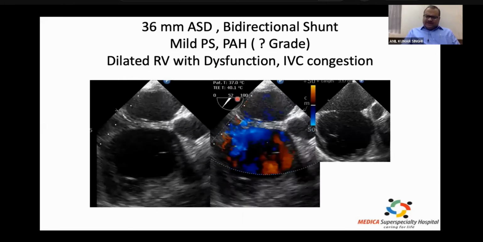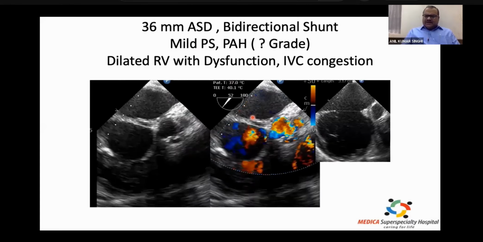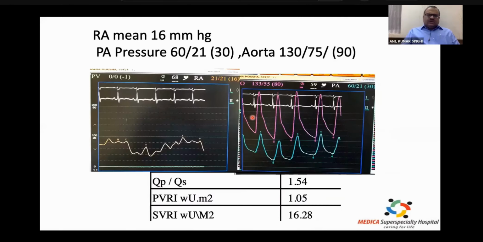We wanted to interrogate the same in cardiac catheterization. So RA mean pressure was 16, PA pressure systolic 16 with a mean of 30, and aortic pressure mean of 90. When we calculated this Qp/Qs, it was coming 1.5. So the pulmonary blood flow was not very significantly elevated. The PVRI calculated was not high because the PA diastolic pressure was low, but overall the PVRI to SVRI ratio in the presence of less shunt was not looking very good.